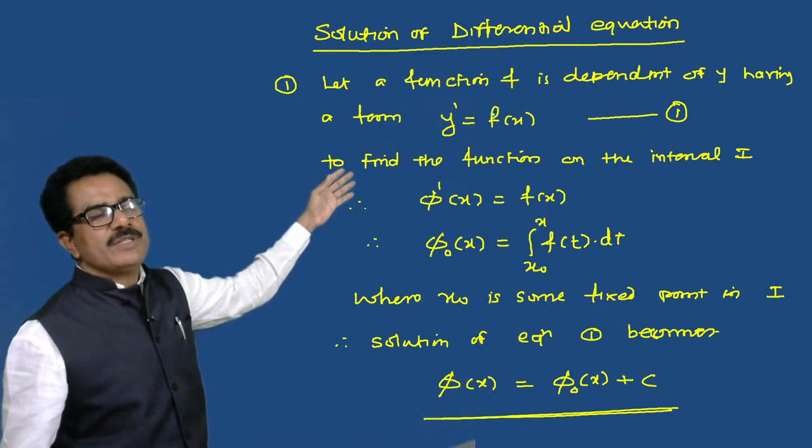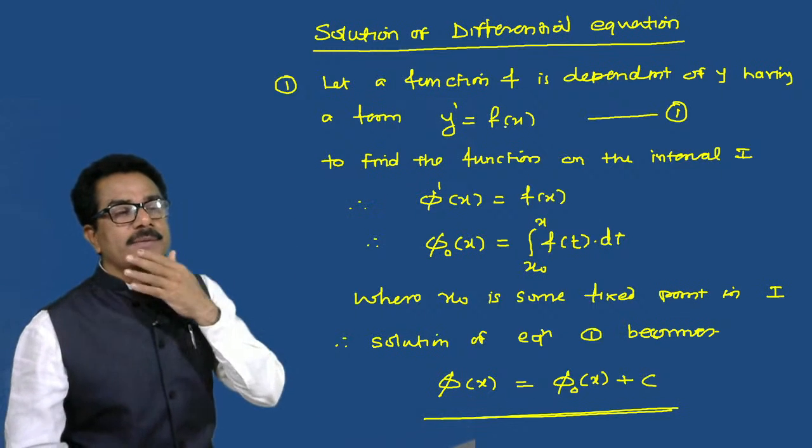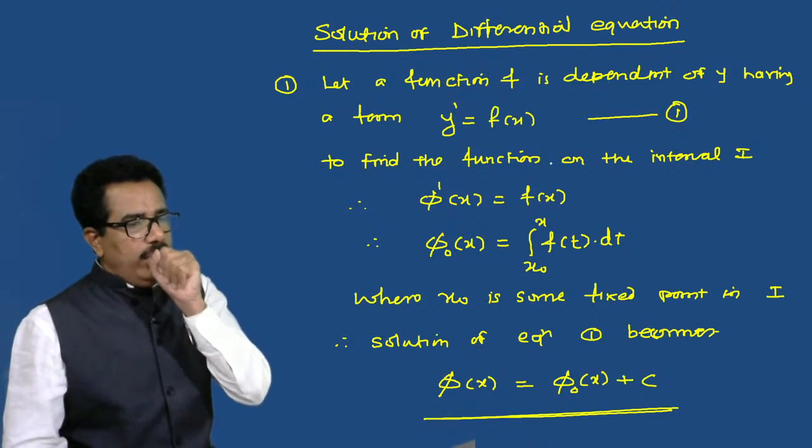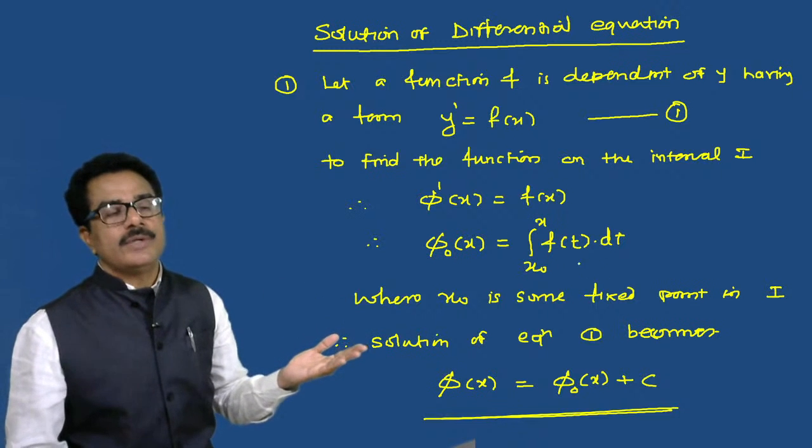Phi naught of x means what? We have to find out the integration of this function from x0 to x over t.